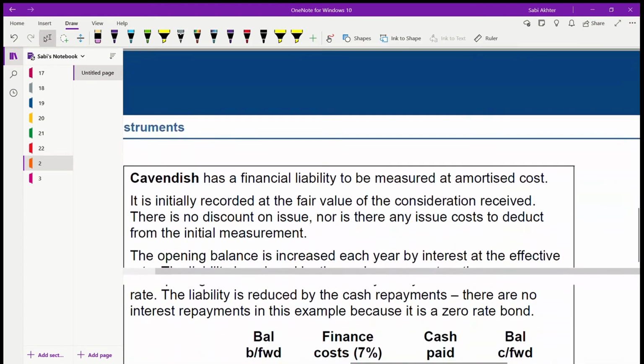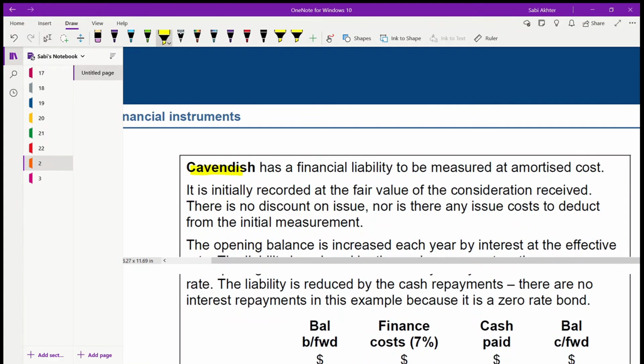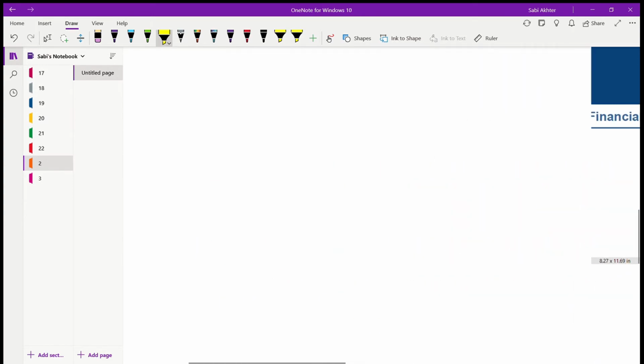Now let us come to the last company, Cavendish. He also has a financial liability measured at amortized cost. Same. Initially fair value minus transaction cost. Okay, so there is no discount on issue. Now there is no issue cost, so nothing to be deducted. No discount. How will you know whether it is discount or not? They will say issued at par. Okay, we'll see the wording.